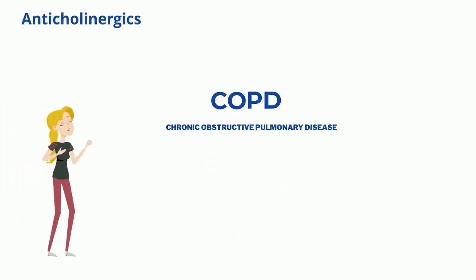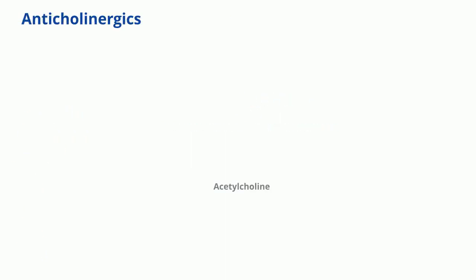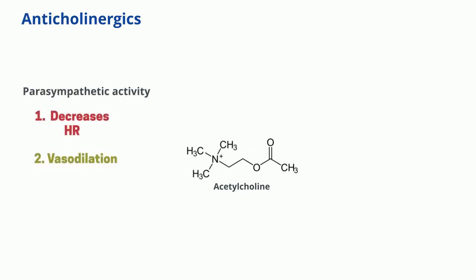Anticholinergics are a group of drugs commonly used to treat COPD. They work by inhibiting acetylcholine activity at nerve synapses. Acetylcholine usually has parasympathetic activity. It decreases heart rate, dilates blood vessels, and causes bronchoconstriction.